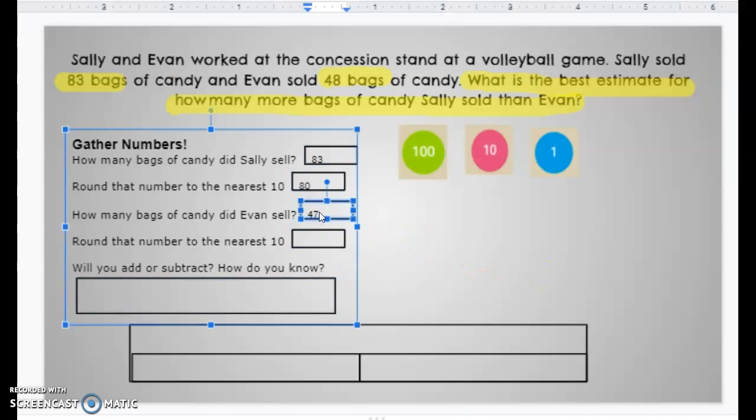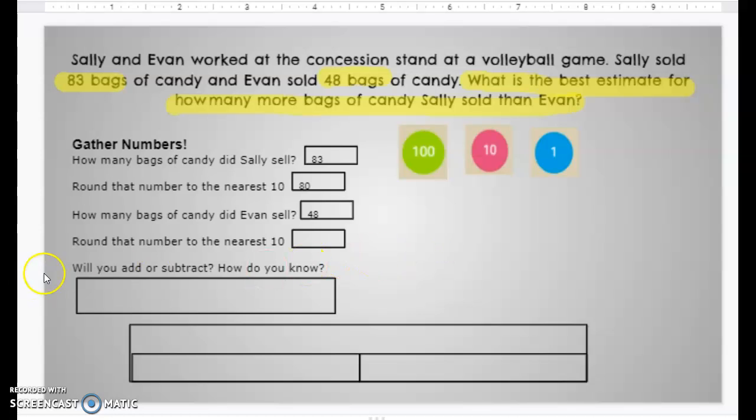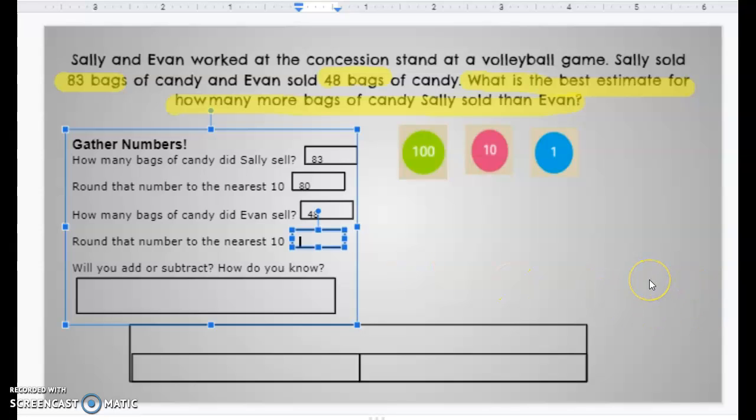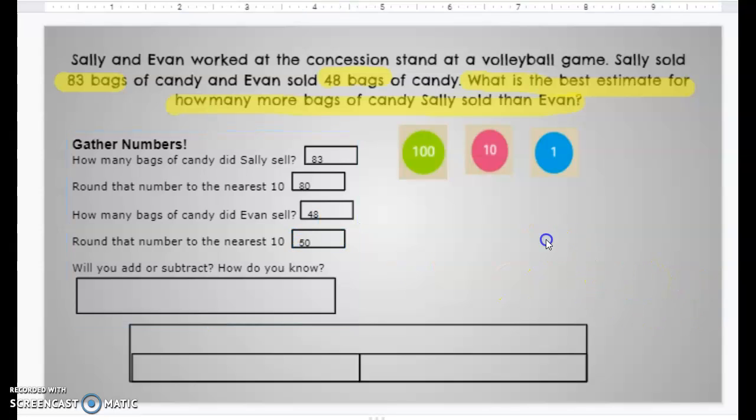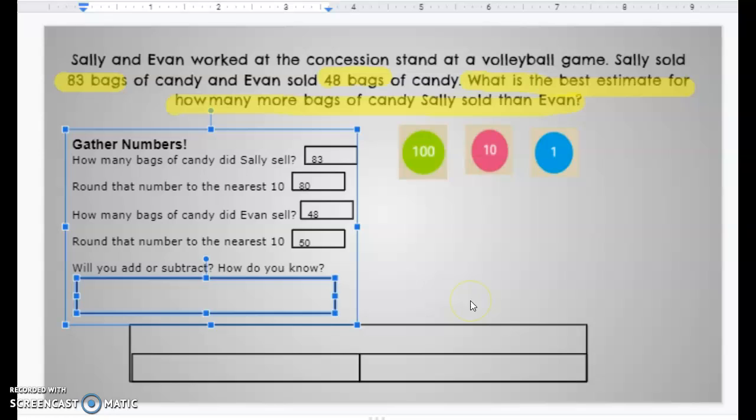How many bags of candy did Evan sell? Evan sold 48 bags. And I'm going to round that number to the nearest 10. So 4 or less, let it rest. 5 or more, up the score. My tens place, I'm going to look at my ones place. 8 is going to be 5 or more. So that means my tens place, which is a 4, has to do some work. It's going to move on up to a 5, and everything else becomes a 0. So 83 rounds to 80. 48 rounds to 50.